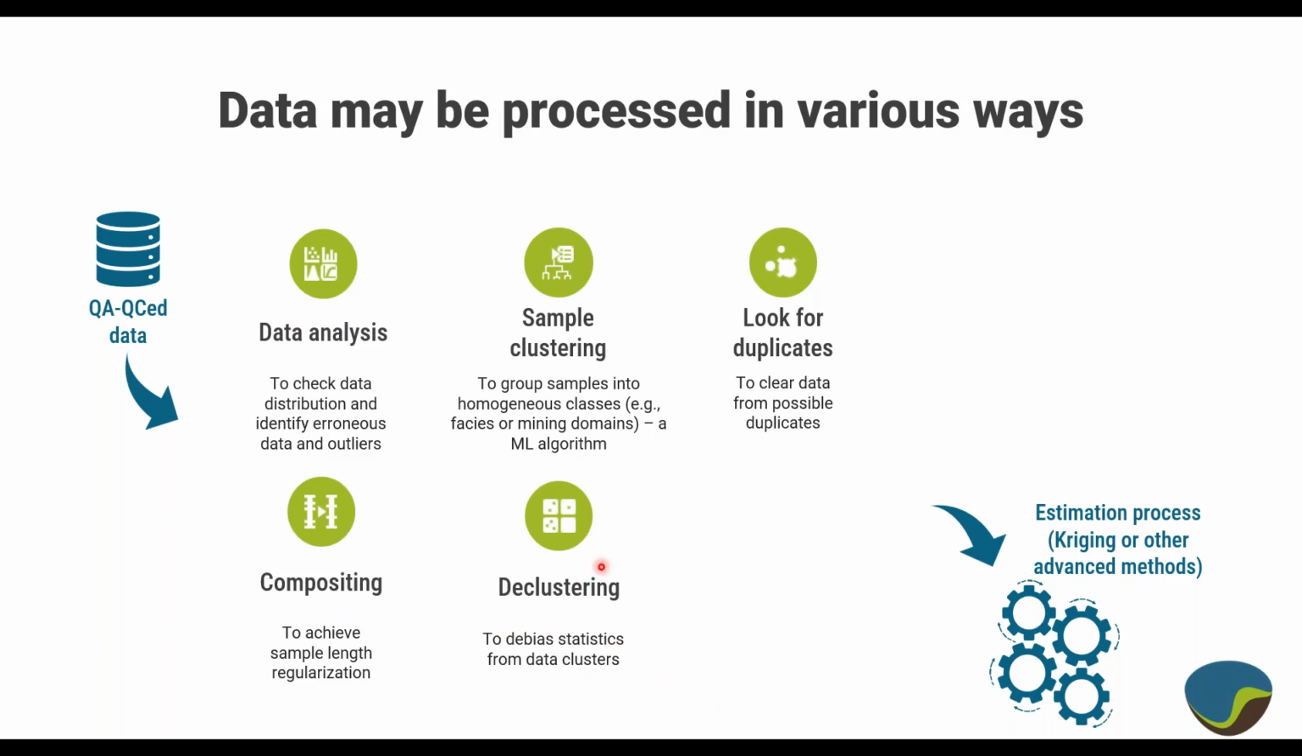We may also need to do declustering. What this is, it's a correction of the bias that can be introduced due to preferential sampling. So the usual case is that you drill more densely where the grade is higher, and that makes sense because that's the most economically valuable part of the deposit. You want to really understand what's going on there. You don't really care so much about the lower grade areas.